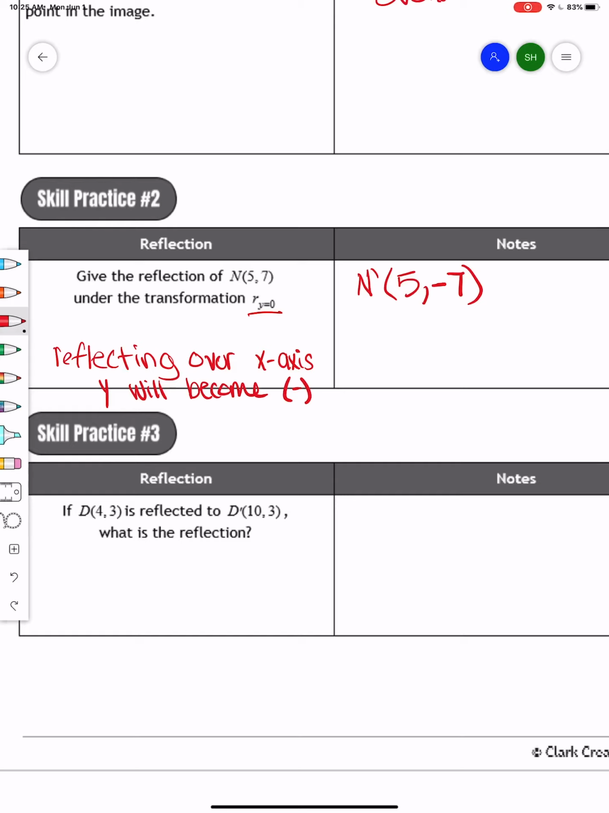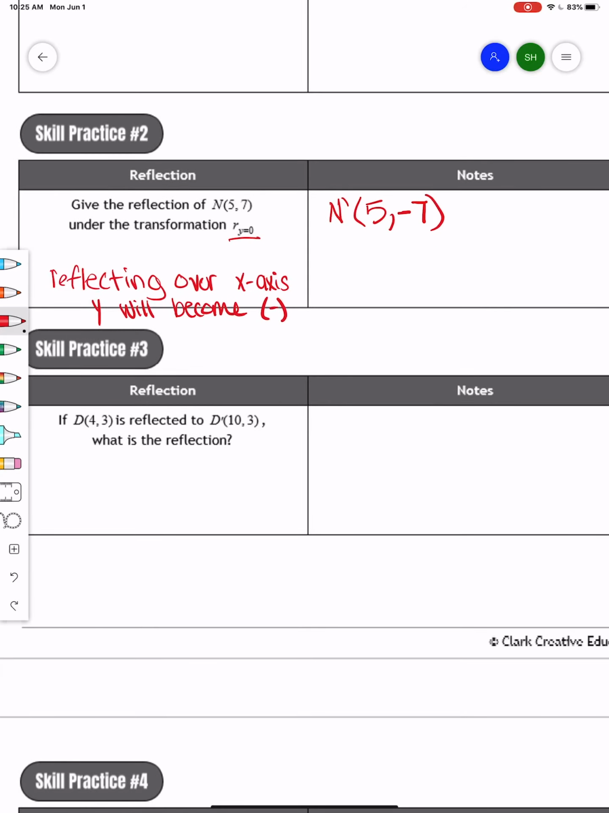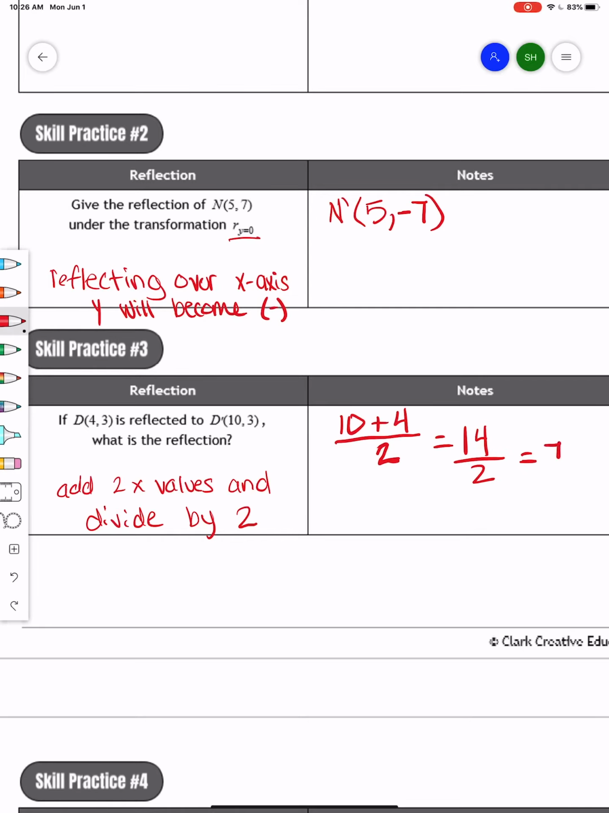So now, here's another part to this, right? We have, if D, 4 is reflected to D prime, 10, 3, what is the reflection? In order to do this, you are going to take your 10 plus your 4 and divide it by 2. So I'm adding my two x values and divide by 2 equals 14 divided by 2, which equals 7.